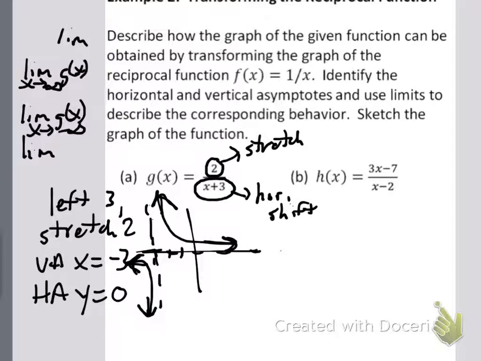So the first thing we're going to do is we're going to find the limits involving the infinities, okay? So the limit as x approaches infinity is 0, and negative infinity is 0, because again, the graphs are approaching the x-axis.